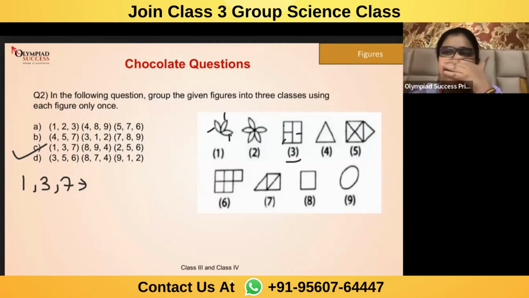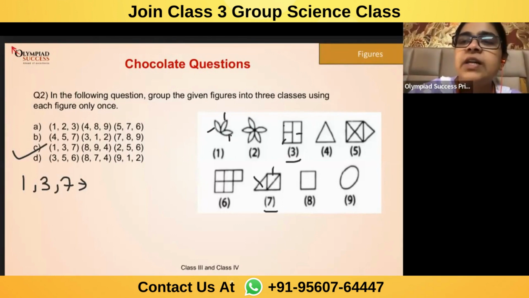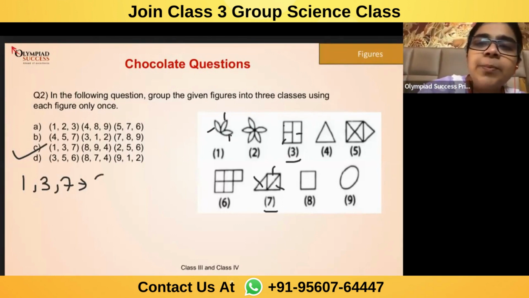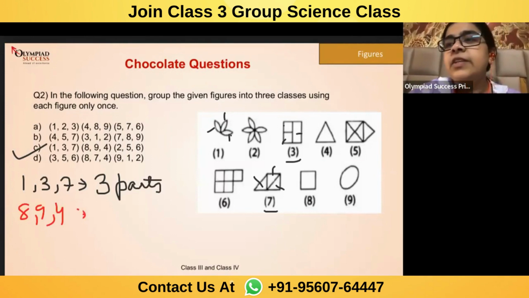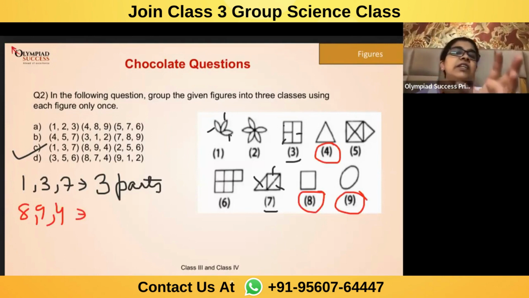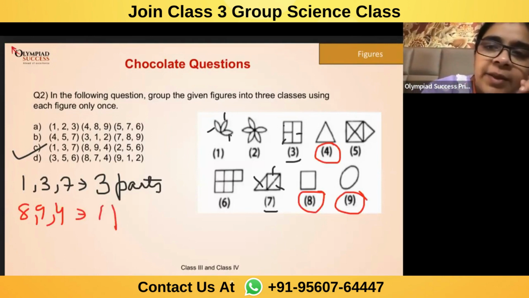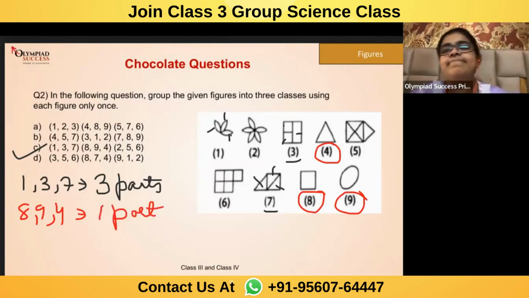Figure 1 has 3 parts, figure 3 has 3 parts, and figure 7 also has 3 parts. Look, so 3 parts makes this one pair. Now what is the similarity in 8, 9 and 4? Look at this. The 8th one is this figure, the 9th is this, and the 4th is this. All are single figures, only one part in them. Correct? Yes, ma'am.